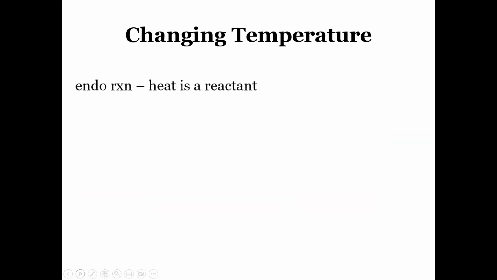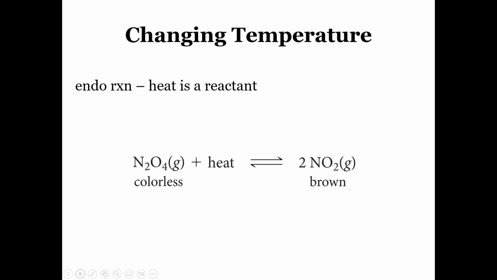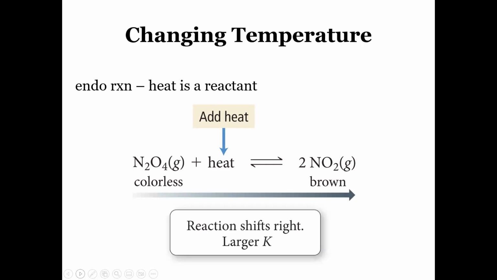Now, if a reaction is endothermic, so endothermic reactions, you're absorbing heat, so heat is on the reactant side. And same kind of deal. If we add heat, when you add, you go to the opposite side. So we are going to shift towards the right, which is going to make more products, which makes our K value larger.